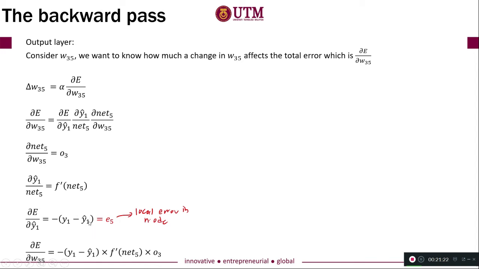There's a purpose there. Later, in order for us to generalize the algorithm, it will be beneficial if we define this notation, because later you will see the purpose is we want to generalize all the things. Assume that E5 is a local error happening in node 5, which is expressed as the actual Y1 minus the predicted Y1. Okay, and a negative value there.